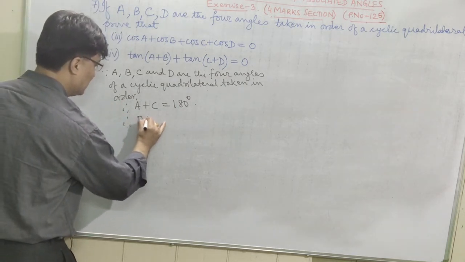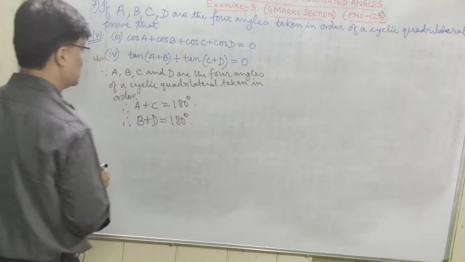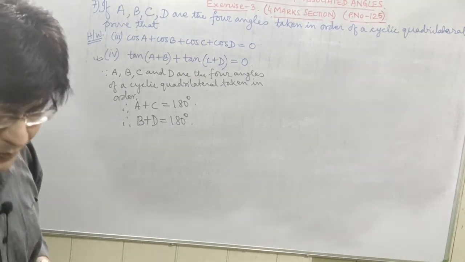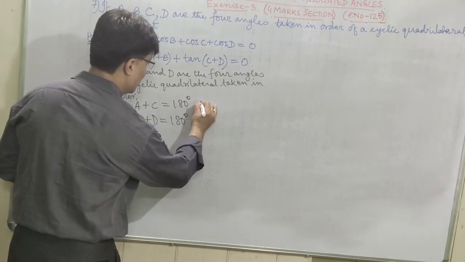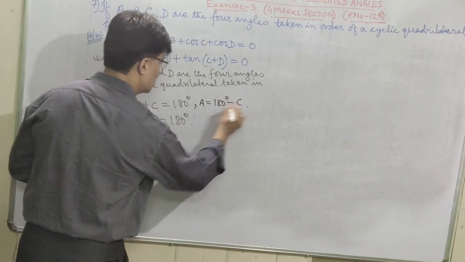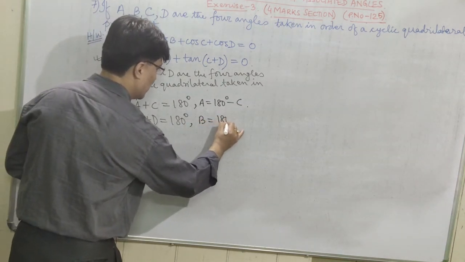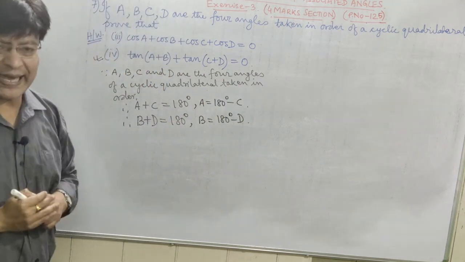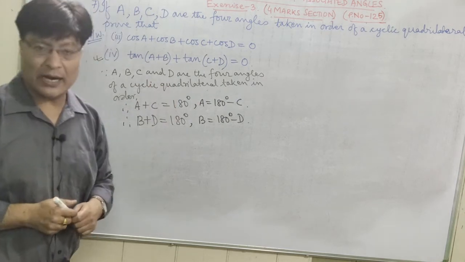And again, B plus D is also 180 degree. You know that, isn't it? Next, let us get the value for A from here. A is equal to 180 degree minus C. And what is the value for B from here? It is 180 degree minus D. So let us get the values of both A as well as B. Now you prove this LHS is equal to RHS.